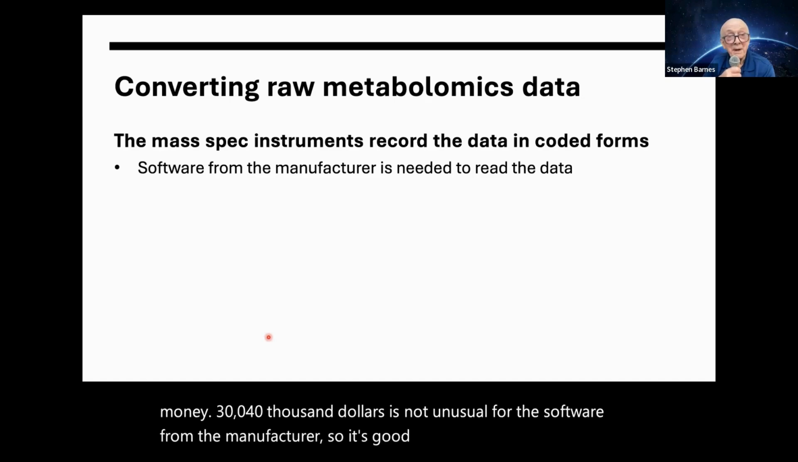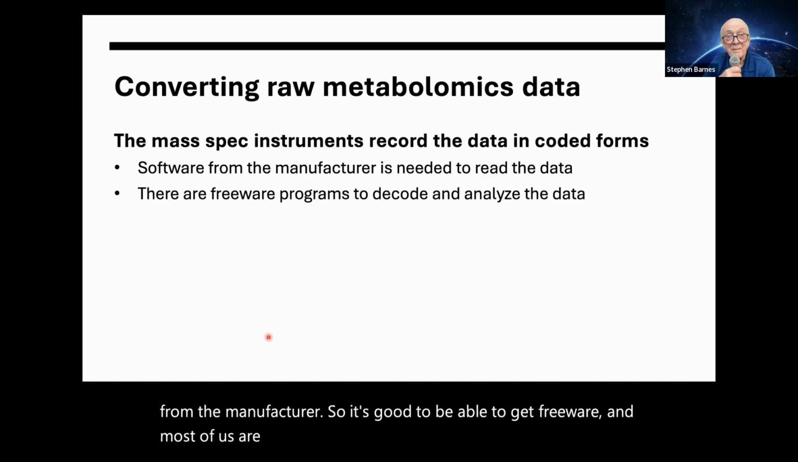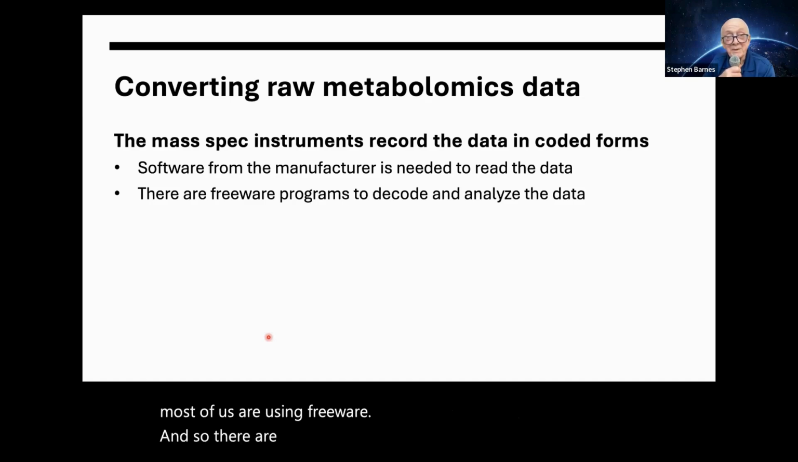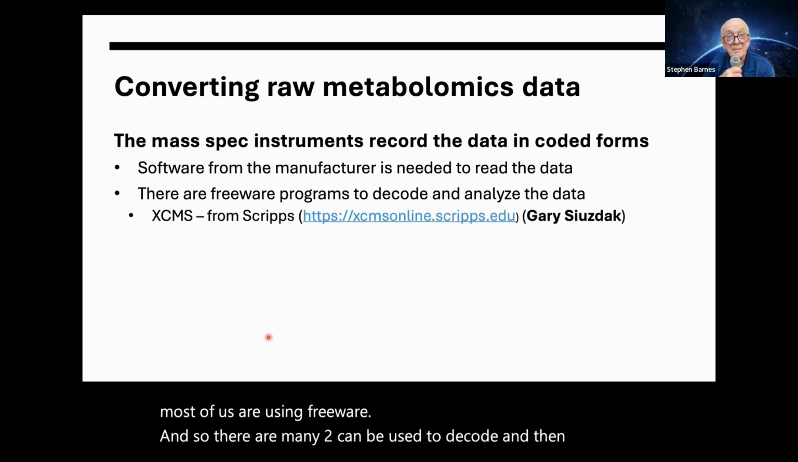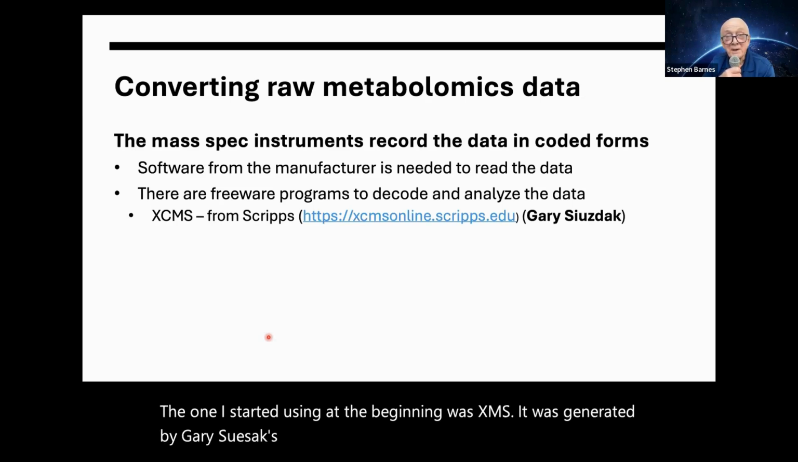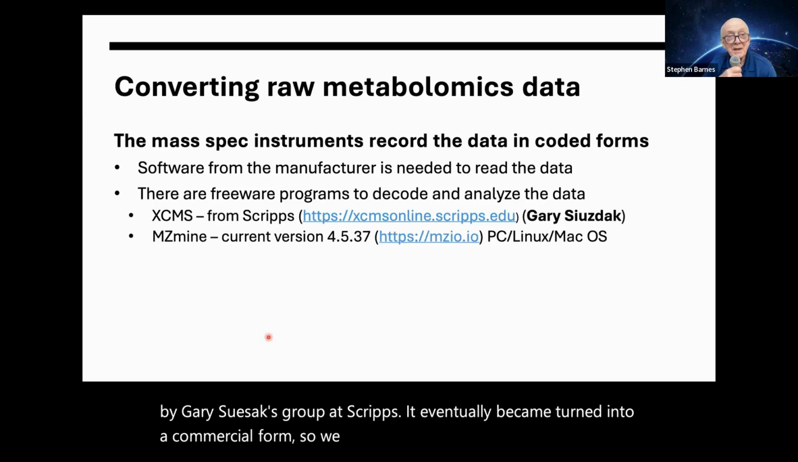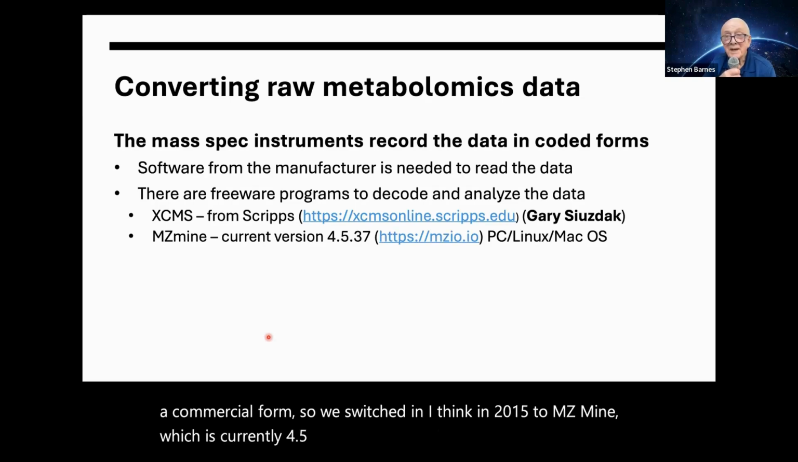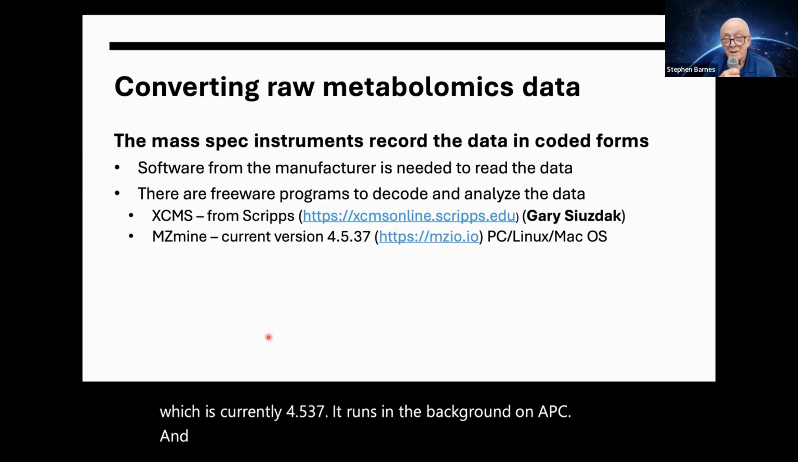So it's good to be able to get freeware, and most of us are using freeware. There are many that can be used to decode and then analyze the data. The one I started using at the beginning was XCMS. It was generated by Gary Siuzdak's group at Scripps. It eventually turned into a commercial form. So we switched, I think, in 2015 to MZmine, which is currently 4.537. It runs in the background on a PC, Linux, and Mac operating system.